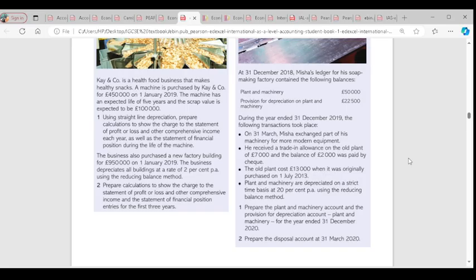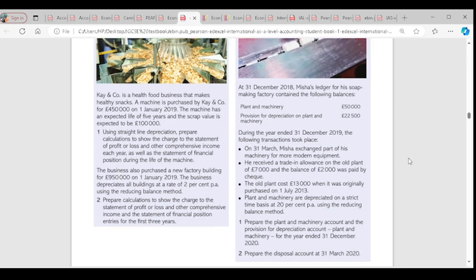So that goes to our disposal account. For the disposal account, we're going to have two pieces of equipment: the old equipment on the debit side and the trade-in on the credit side. The equipment being disposed is 13,000, on 31 March 2019. Then the value of the trade-in is 7,000. It will be on the credit side.